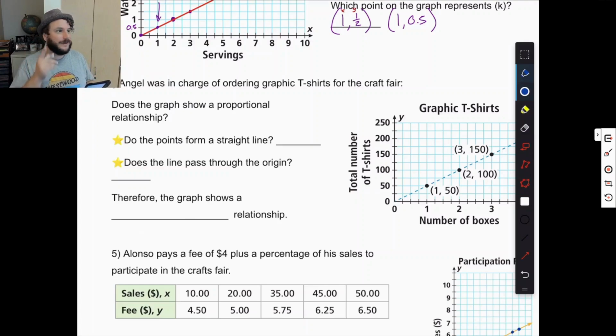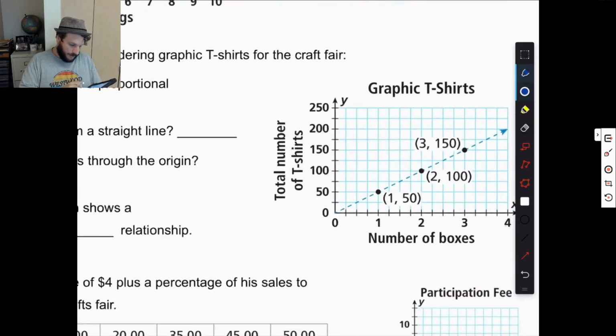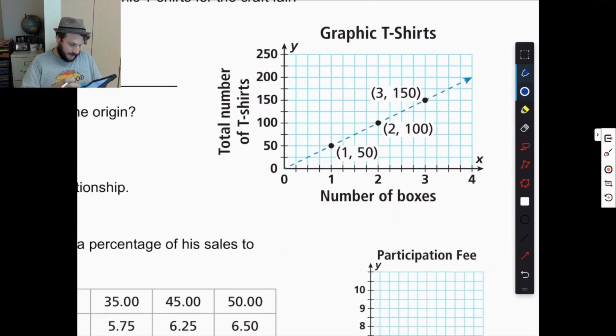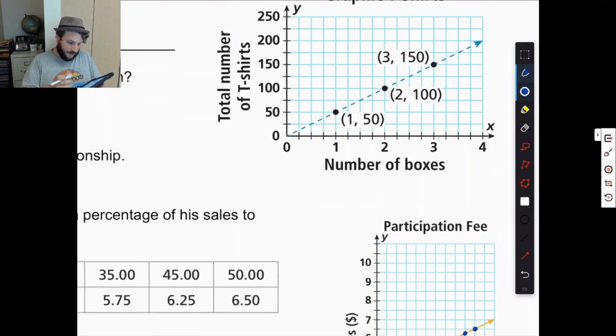In this next section, we have Angel at the craft fair, and she's ordering graphic t-shirts for the craft fair. And we are already given the graph, so we don't have to make this one. It shows the total number of shirts and then the boxes on our x-axis. So the shirts come in boxes. And based on this, we can see that if we look for our points here, we've got 1, 50, 2, 100, and 3, 150. Okay.